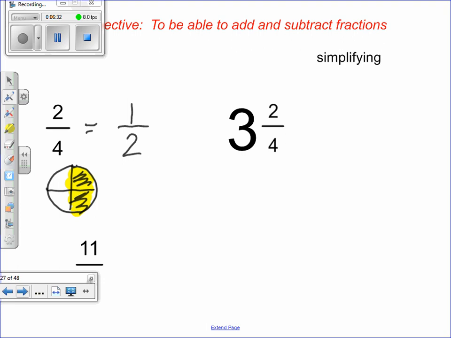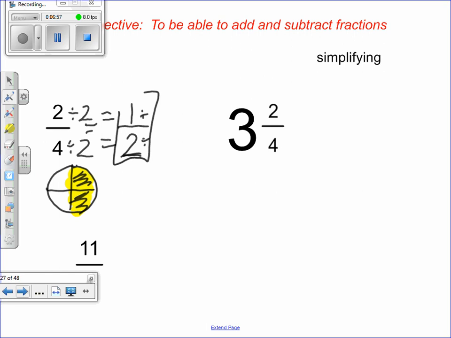The way you simplify fractions is you see if there is a factor of both the numerator and the denominator that I can divide out. So I noticed that my numerator and denominator can both be divided by 2. 2 divided by 2 is 1, 4 divided by 2 is 2, so 2/4 is equivalent to 1/2, and 1/2 is in simplest form because I cannot divide both of these numbers by anything.